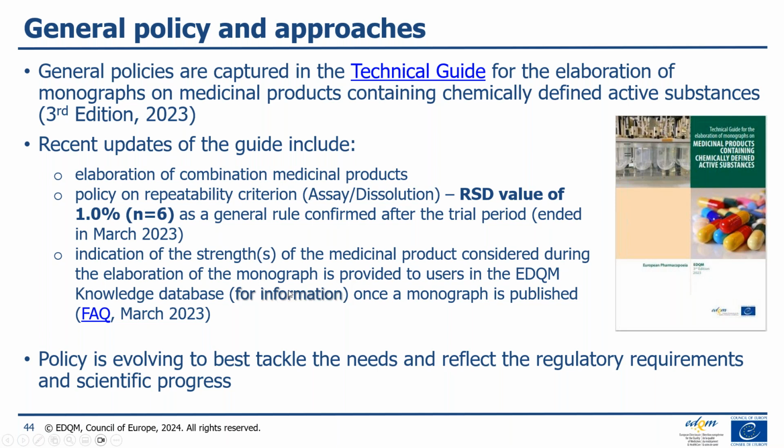For example, as we have added the first combination products to our work program, we have included that it's possible to elaborate monographs on medicinal products which are combination medicinal products. The policy on the repeatability criterion in assay, which you will see a little bit further in my presentation, was also introduced as a general rule. And what we found also very important is the indication of the strength of the medicinal products that was considered during the elaboration of the monograph. And this is provided to users as information in the knowledge database once the monograph is published.